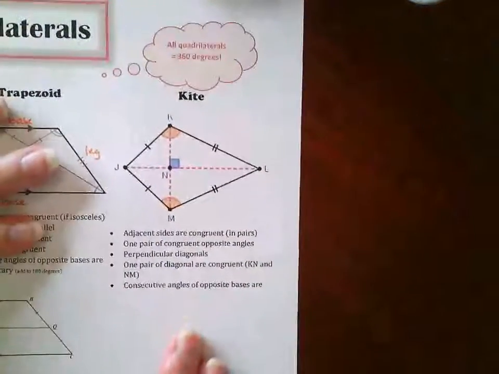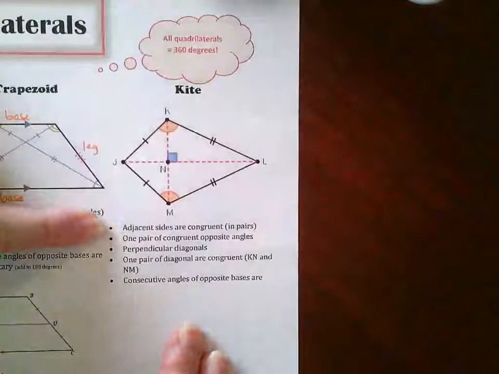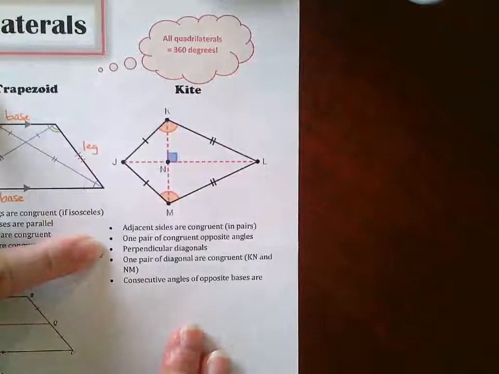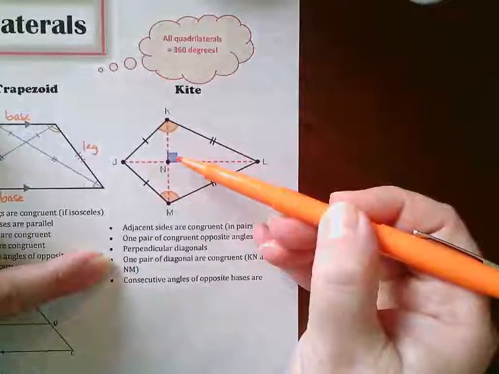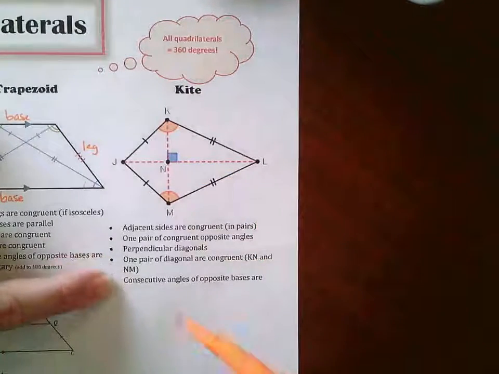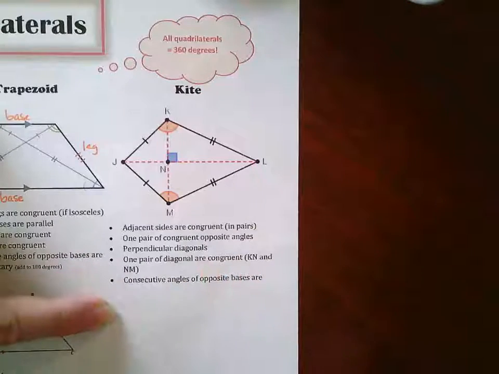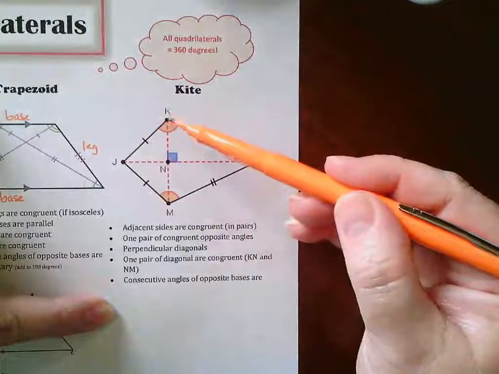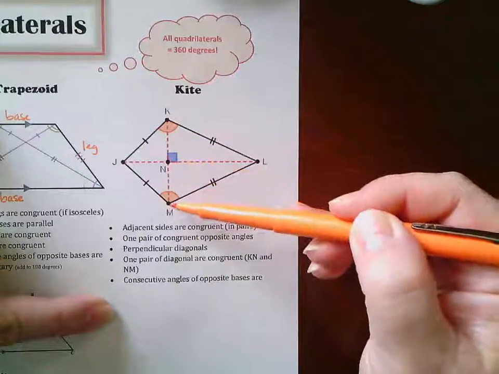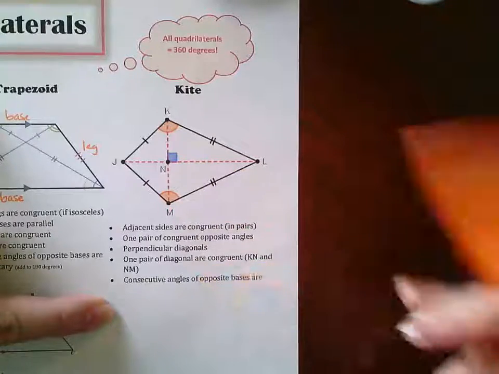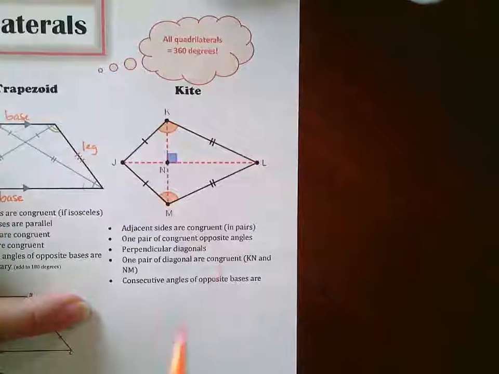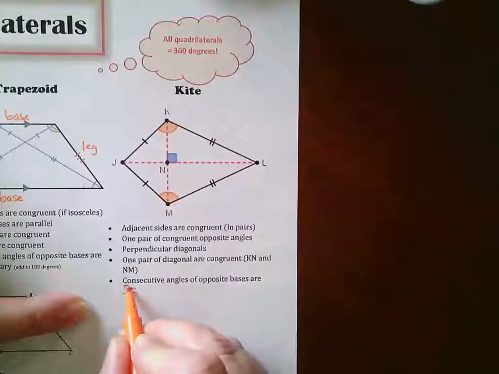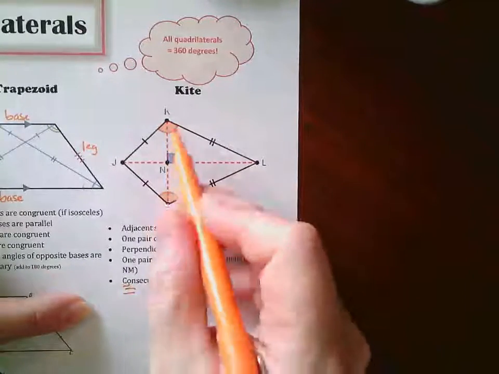And a kite, kites are kind of unique. Kites' adjacent sides are congruent. 1 pair of congruent opposite angles, perpendicular diagonals, forming that 90 degrees. That's also true of a rhombus, don't forget. And one pair of diagonals are congruent. So we got this pair of diagonals right here that are congruent. And consecutive angles opposite bases are congruent. I don't know why that cut off, but these right here.